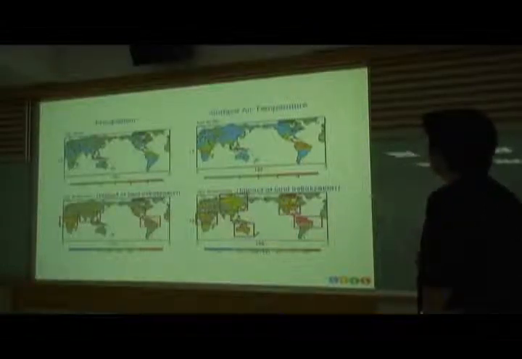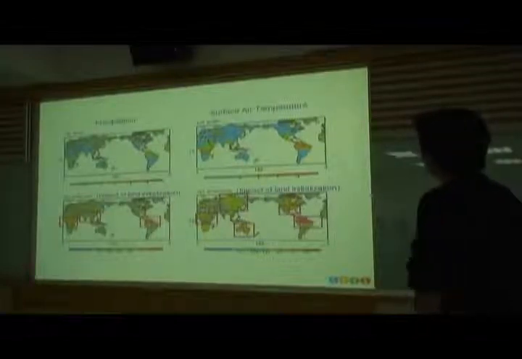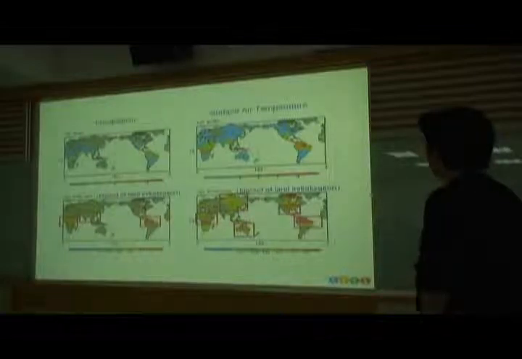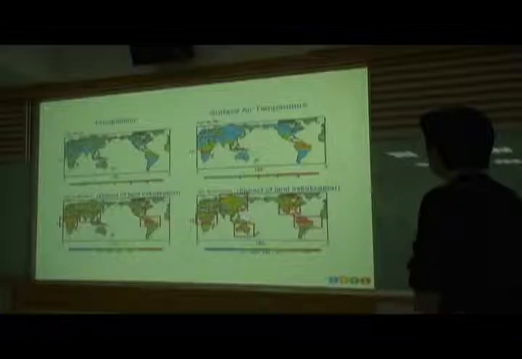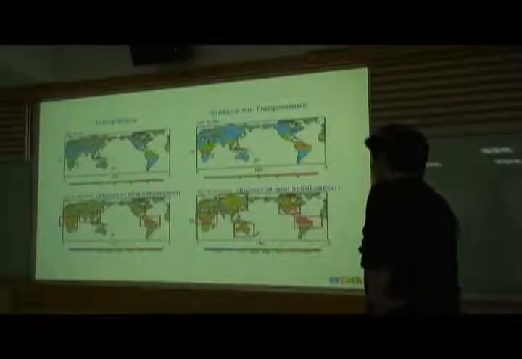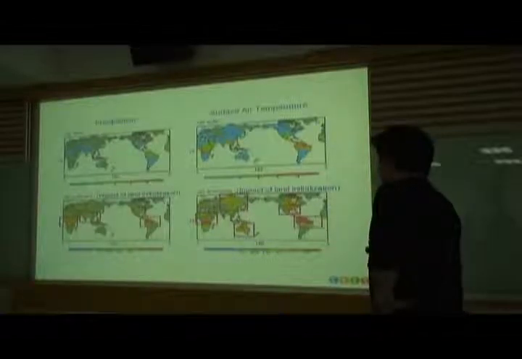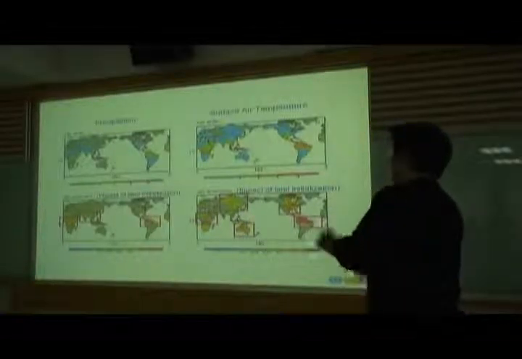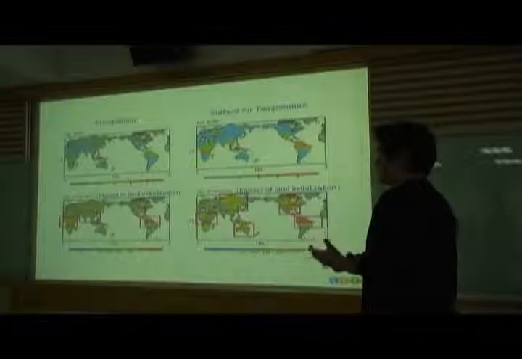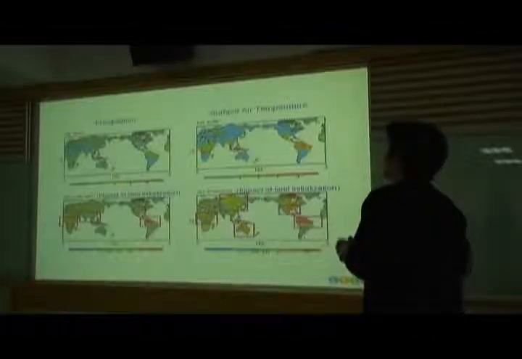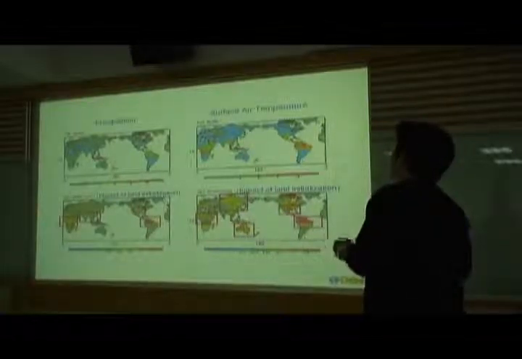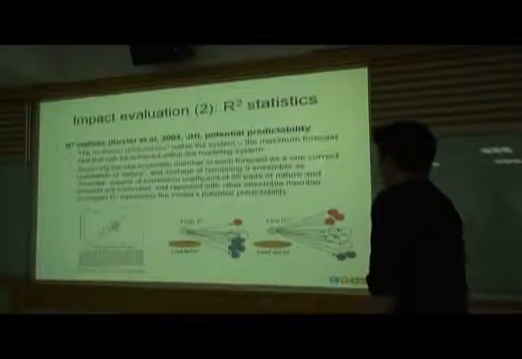In surface temperatures, the impact is stronger. You can see over the Eurasian continent, and also in Australia, a stronger signal over here. That means the land conditions really act as a strong boundary forcing to make large variance in ensemble means.